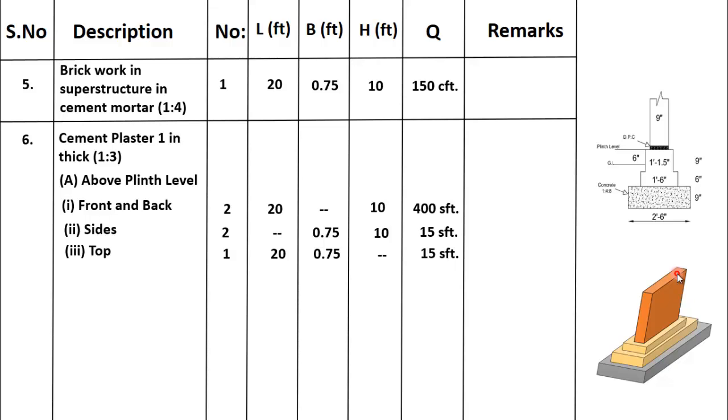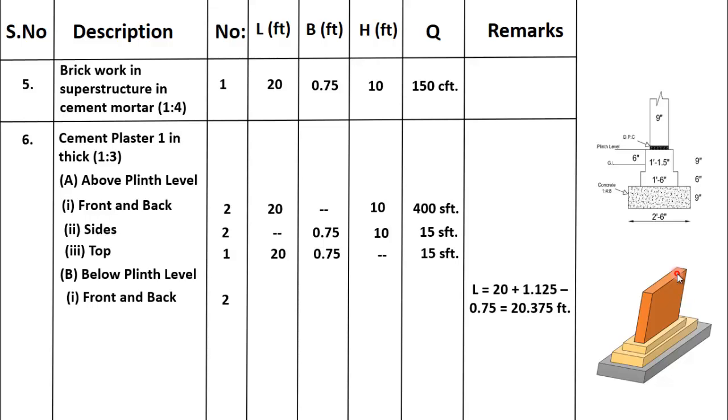Now we will also calculate quantity of plaster below plinth level. Using the same method, first we will calculate quantity for front and back side. So the number of sides will become 2. The length is the same which we have calculated for this portion. Using the same method, we will get the length is 20.375 feet.